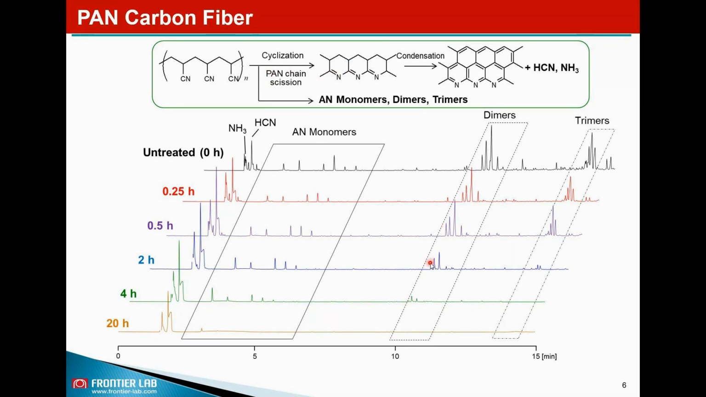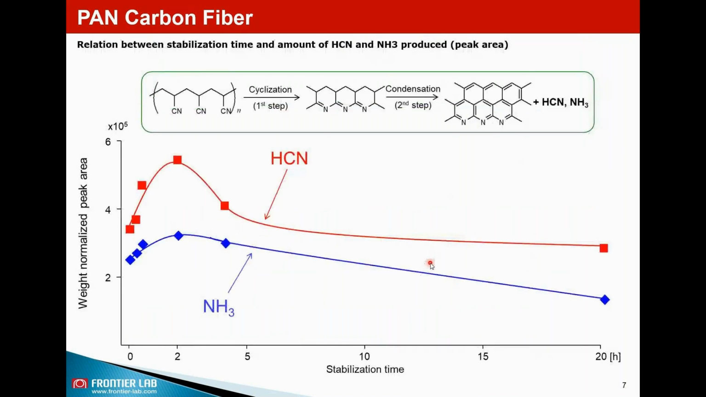Okay, so this is one way one can use this Py-GCMS to look at process optimization. Another side reaction that I mentioned also shows the release of hydrogen cyanide and ammonia, so we tried to measure these two in the different samples. When the cyclization takes place, during the second step of condensation, it starts releasing hydrogen cyanide and ammonia.